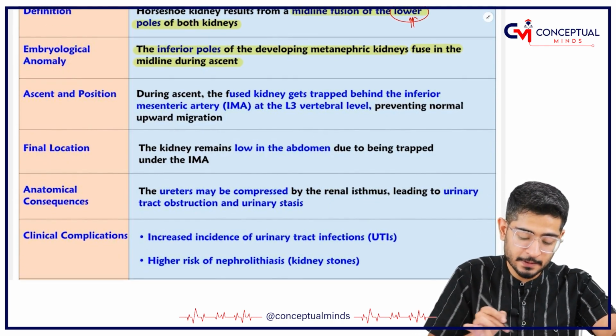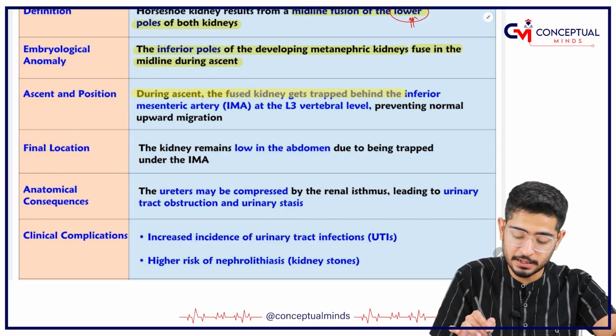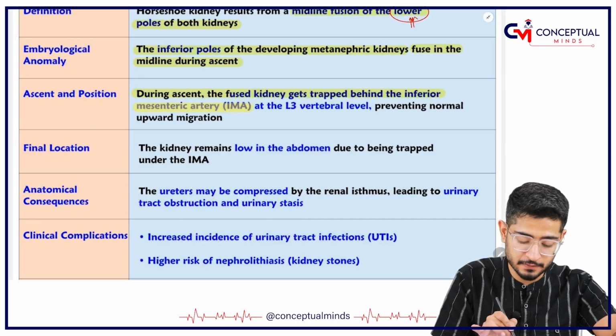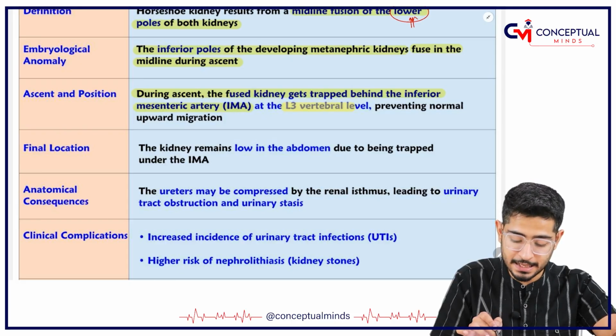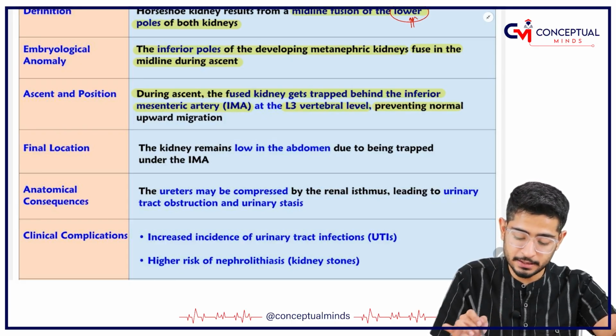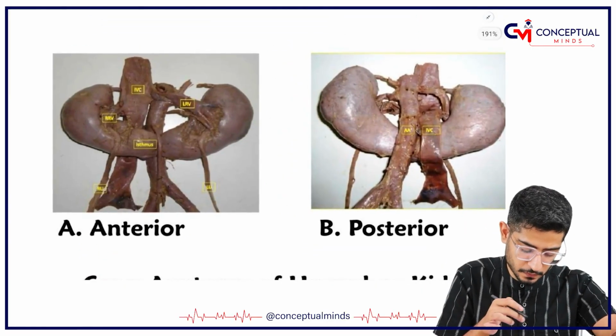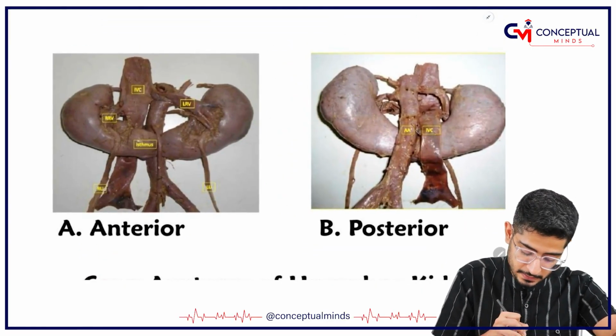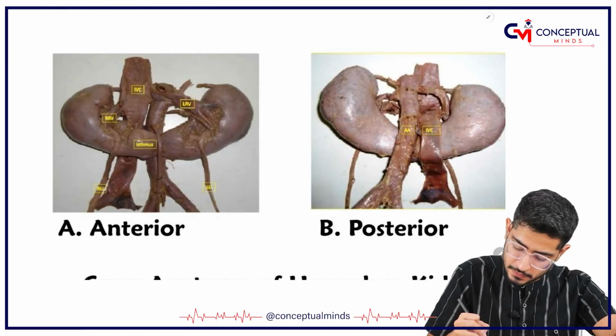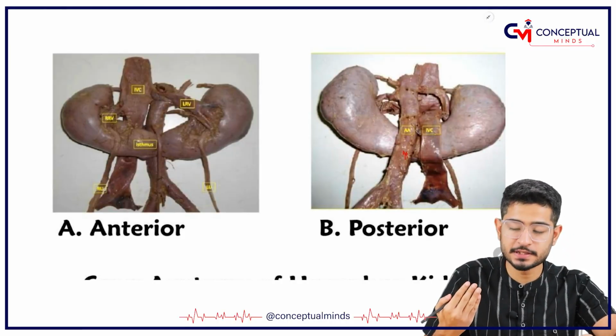And what happens? During the ascent, the fused kidney gets trapped behind the inferior mesenteric artery at the L3 vertebral level, preventing the normal upward migration. Let me try and show you. Can you see this inferior mesenteric artery? This is your abdominal aorta. Actually, this is the posterior view.